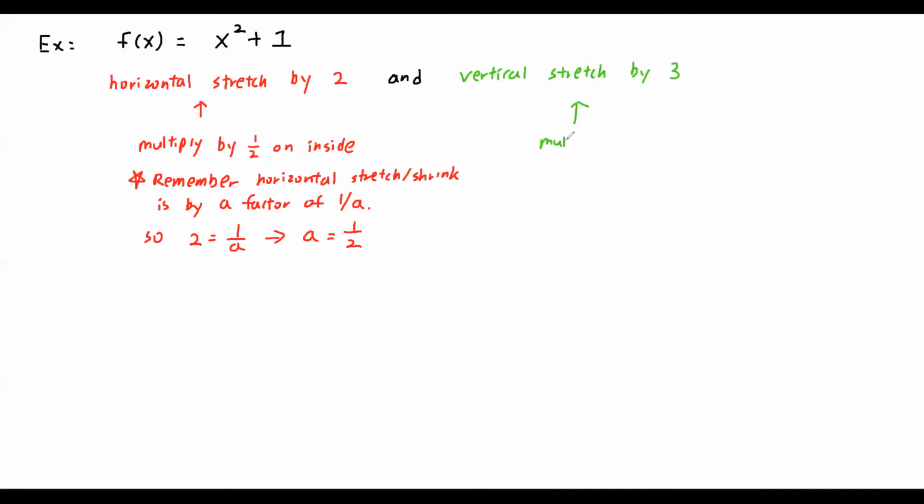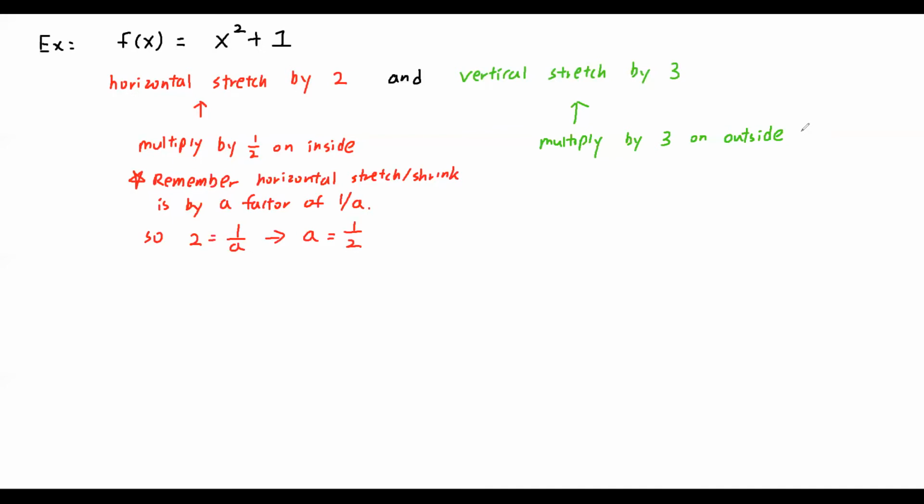Whereas vertical stretch by 3 is just simply multiplied by 3 on the outside. So remember, horizontal stretch and shrink always has a kick to it. There's always a twist that we will need to flip the number when we solve it. Whereas vertical stretch or shrink, the number is direct. So whatever number we see, we can just go ahead and apply that number.